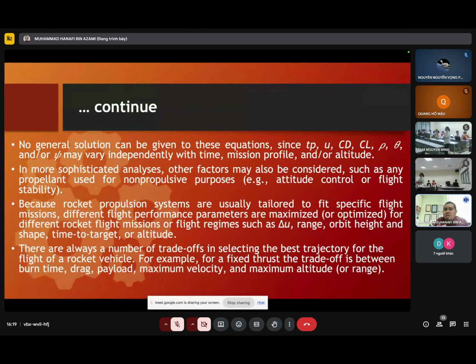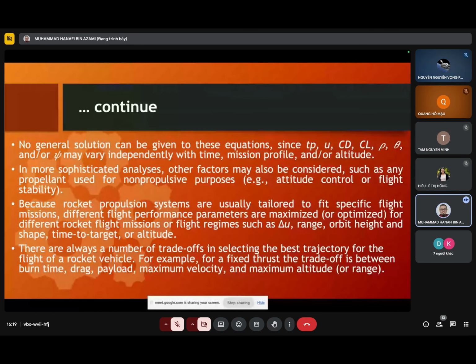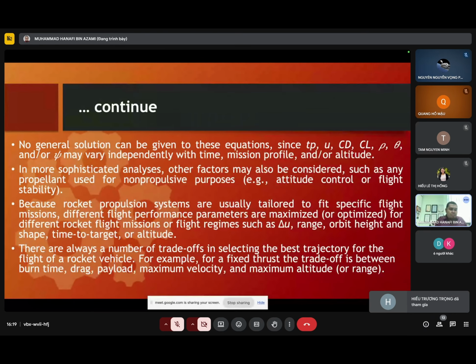There are always a number of trade-offs in selecting the best trajectory. Let me finish the sentence. So for a fixed thrust, for example, the trade-off is between the burn time, drag, payload, maximum velocity, and maximum altitude or range. Let me put an example.